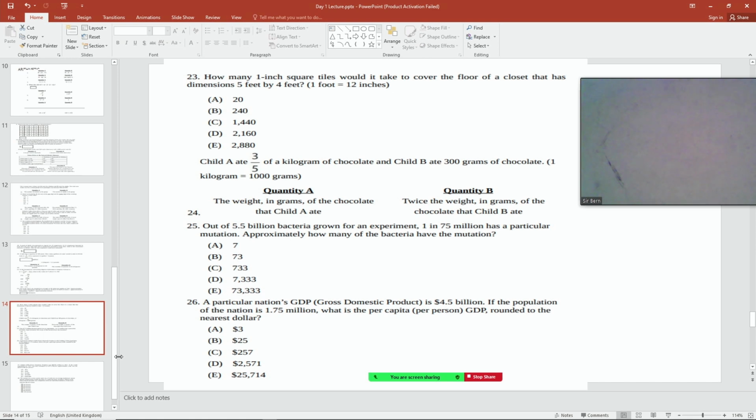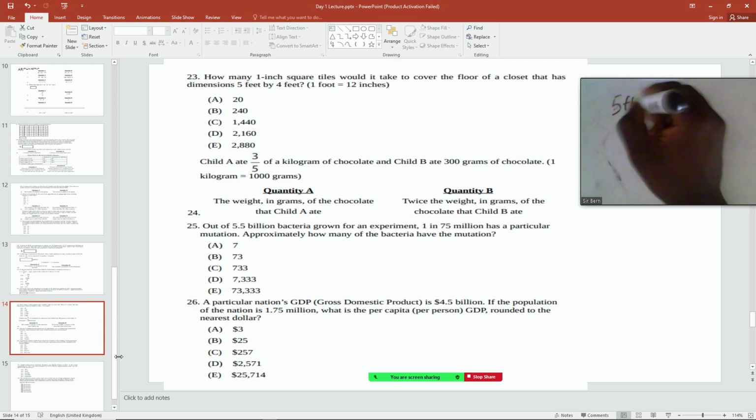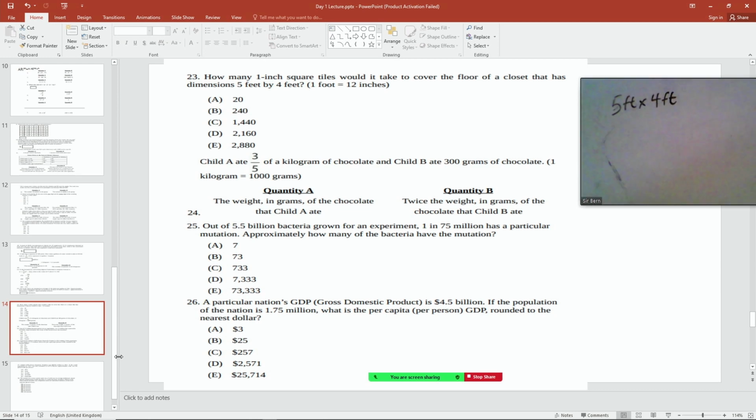Question 23. Question 23 says, how many 1-inch square tiles would it take to cover the floor of a closet that has the dimensions of 5 feet by 4 feet? 1 foot is equal to 12 inches. So converting the feet, we have 60 inches times 48 inches. Because the tiles are 1 inch square, the multiplication will give us the exact number. So 60 times 48 is 2,880. So the number of tiles needed is 2,880. Our answer will be E, 2,880.